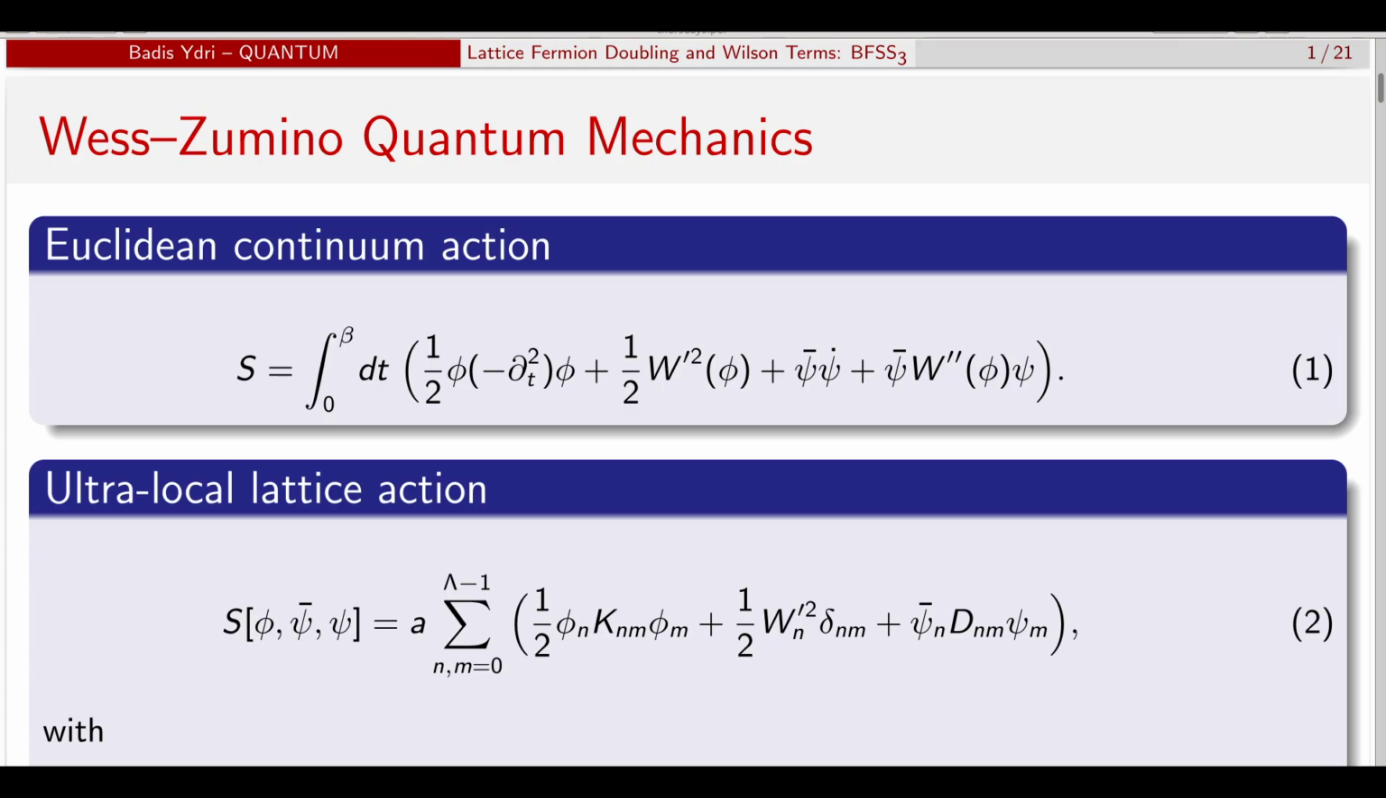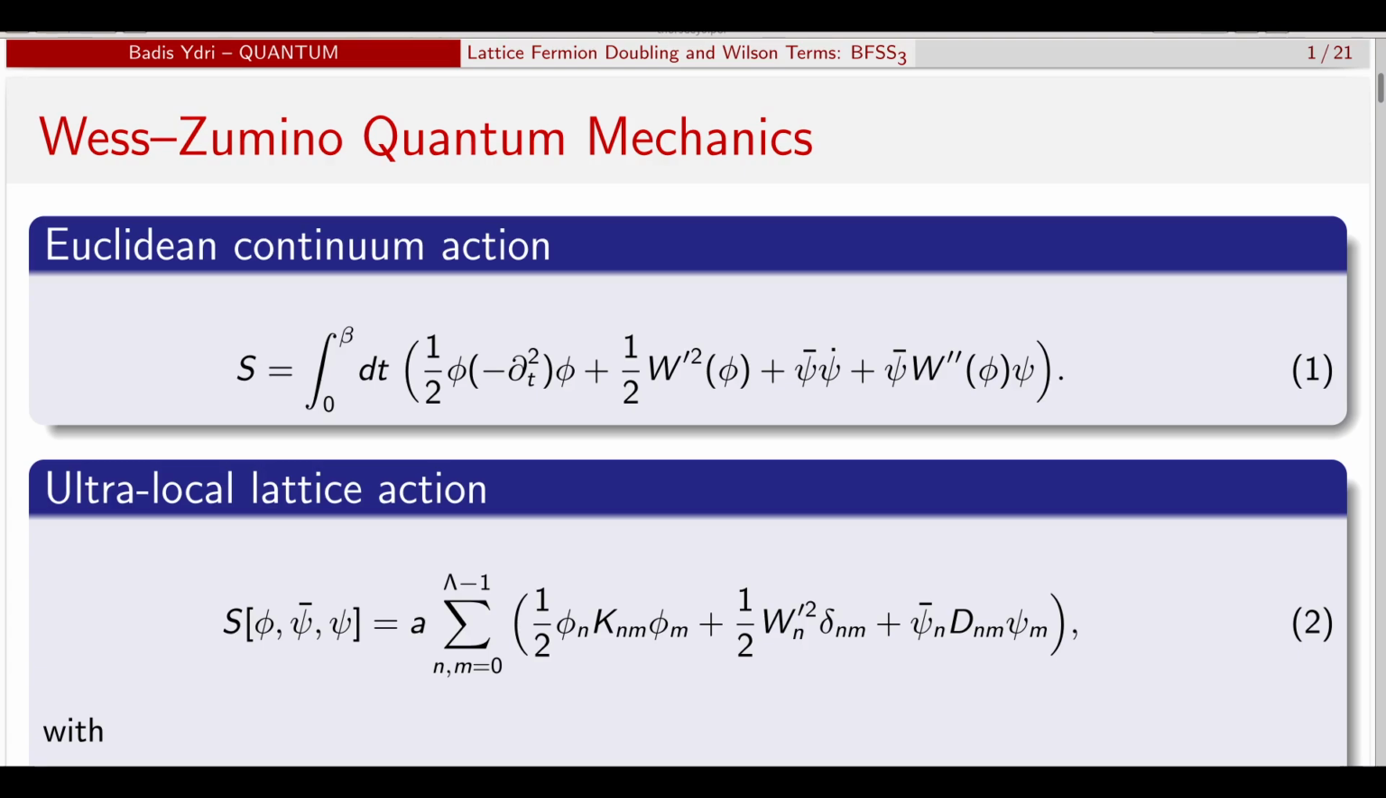The system is formulated in Euclidean time with periodic boundary conditions for the bosons and anti-periodic ones for the fermions. The total Euclidean time interval is beta, the inverse temperature, so this formulation naturally describes a finite temperature quantum system. The Euclidean continuum action is given in equation 1. This is the minimal supersymmetric system that exhibits both boson-fermion pairing and supersymmetry breaking at finite temperature.